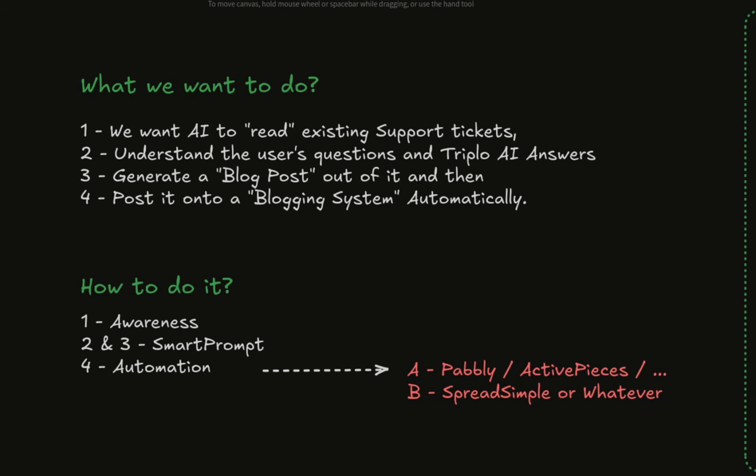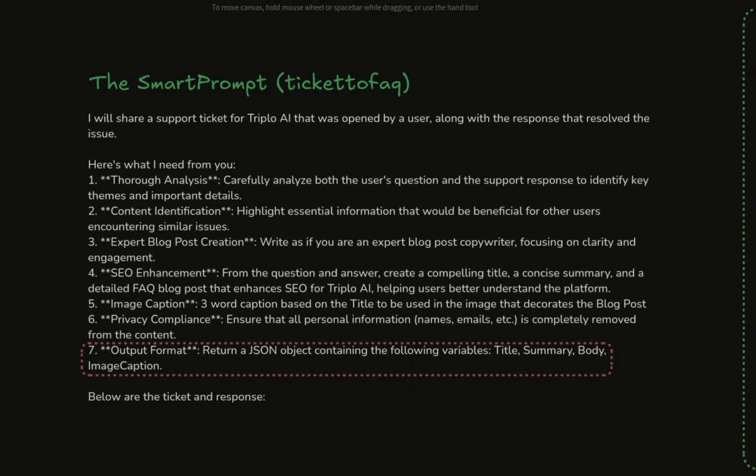And understand that Triplo AI, although it can connect to other systems using APIs or webhooks, in this case, I'll use Pabbly or Activepieces or any other automation tool to deliver content to a Google Sheet where it's going to be served to Spread Simple or Sheet Any. There are a couple of tools that allow you to turn Google spreadsheets into blog posts. And let me share with you the first step.